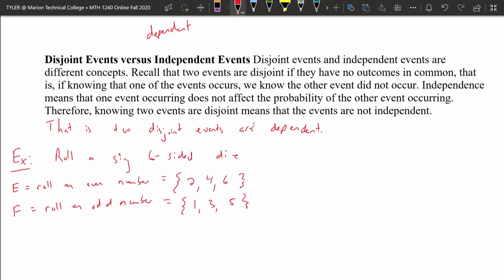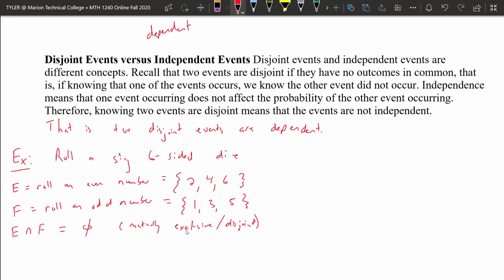And something you want to note is that E intersect F is equal to the empty set, which means that they're mutually exclusive or disjoint, right?